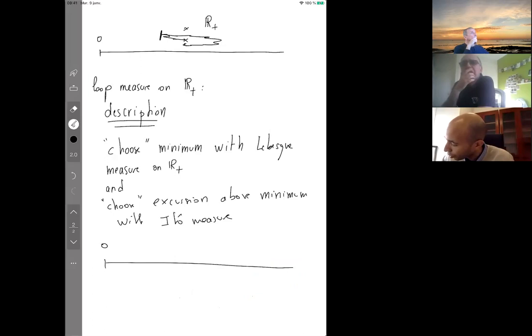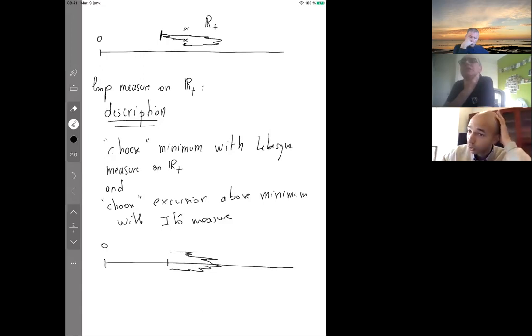Okay, so you choose the minimum and then you just draw an excursion, a Brownian excursion above. And that's your loop measure on R plus. Okay, so that's for the loop measure. So the loop measure is just a measure on the space of loops. And when you have this loop measure, you can define a Poisson point process of loops with intensity this loop measure. And that's what we call the loop soup.